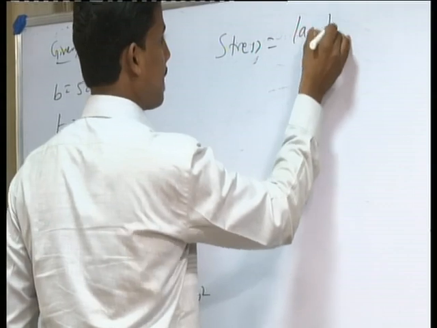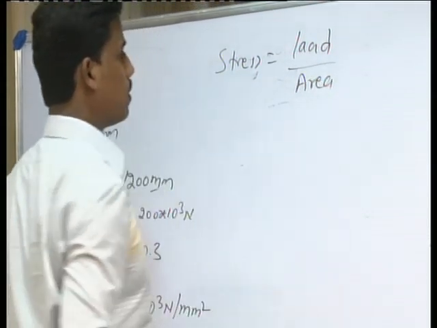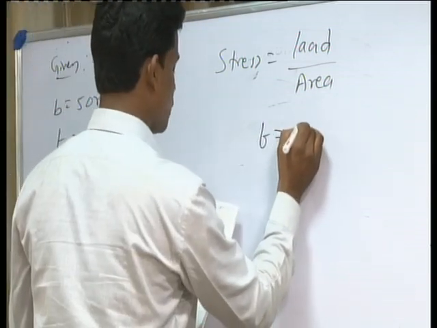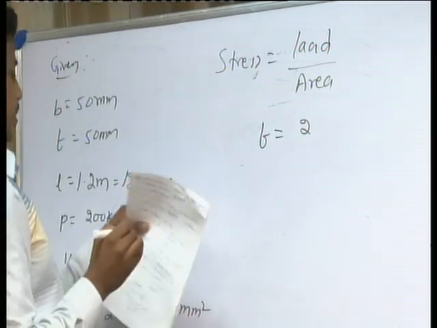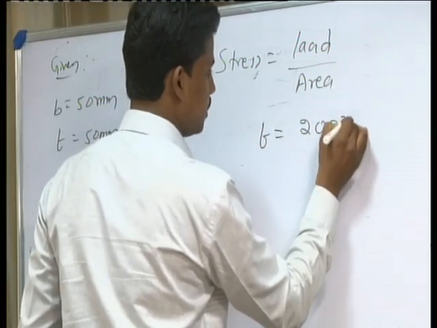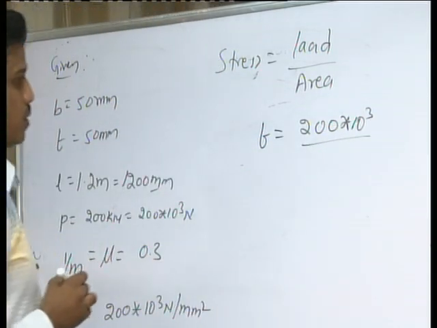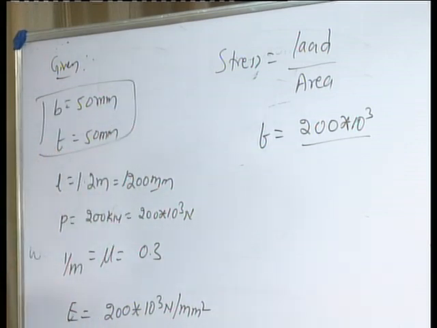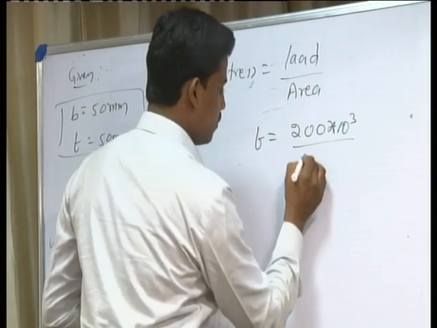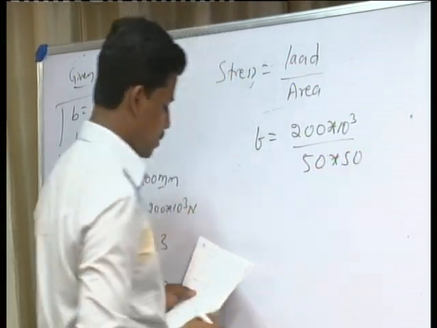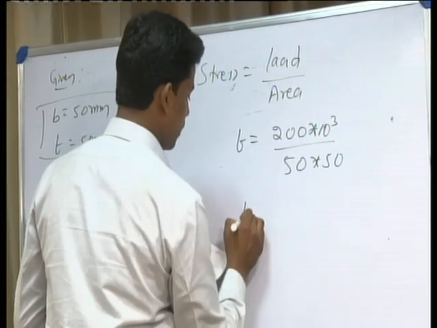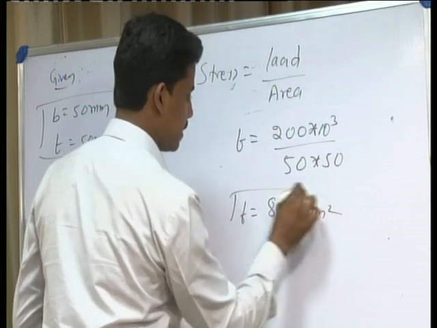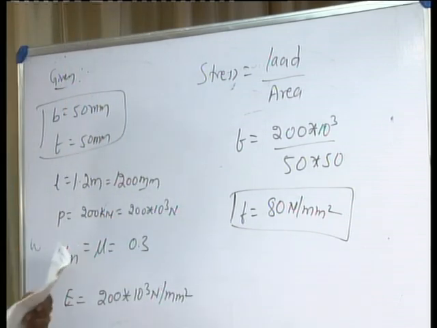Stress is equal to load by area. We know the load is equal to 200 into 10 to the power of 3, and the area of cross section is given, B and T are given here. So area is equal to 50 into 50. We get stress as 80 Newton per millimeter square.